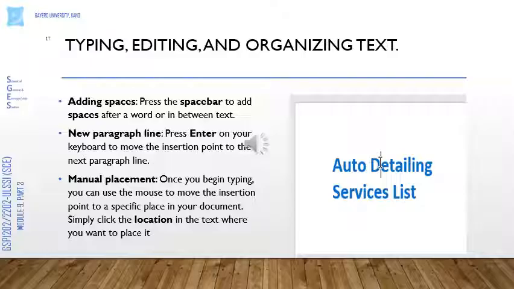Having gone to a new paragraph, if I notice a mistake on my previous paragraph, I take my mouse and click on the point where the mistake is. My vertical line will be there, indicating I can type there and I can make the correction and take my mouse back to where I want it to. The process of making correction is called manual placement.